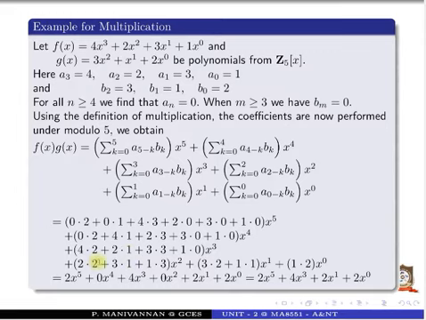Here 4 plus 3, 7. 7 plus 3, 10. So 10 divided by 5, the remainder is 0. Here 6 plus 1, so 7. 7 by 5, the remainder is 2. 1 into 2, so 2. So the final answer is 2x power 5 plus 4x cubed plus 2x power 1 plus 2x power 0. This is the multiplication example.